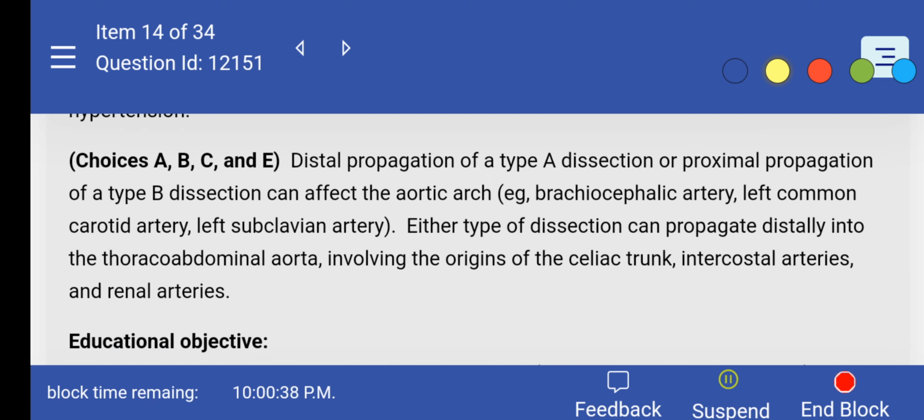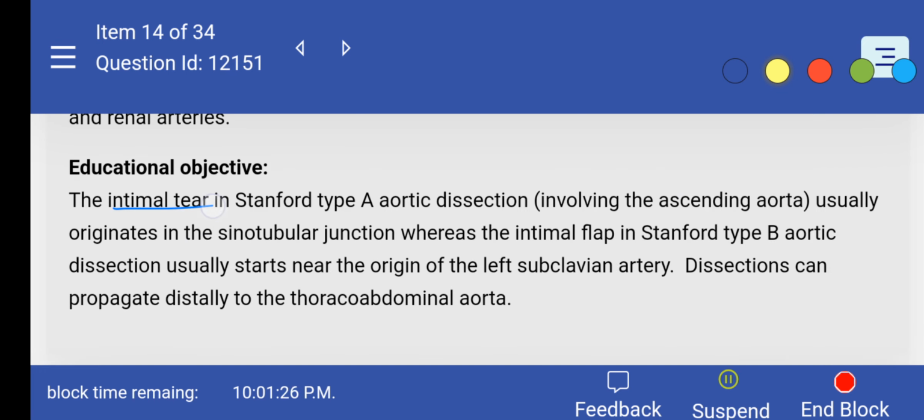Why not the other options? Distal propagation of type A dissection or proximal propagation of type B dissection can affect the aortic arch, right? For example, brachiocephalic artery, left common carotid artery, and left subclavian artery. Either type of dissection can propagate distally into the thoraco-abdominal aorta, involving the origins of the celiac trunk, intercostal arteries, and renal arteries.